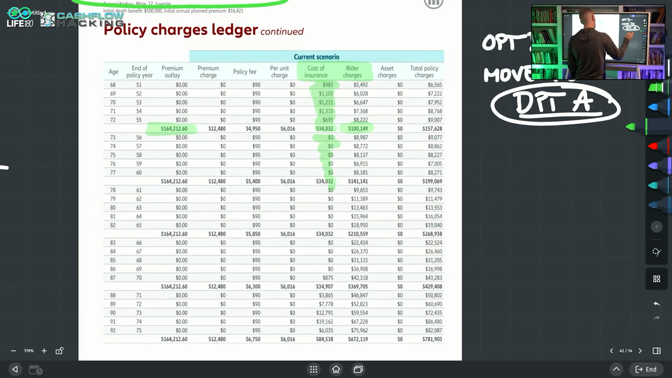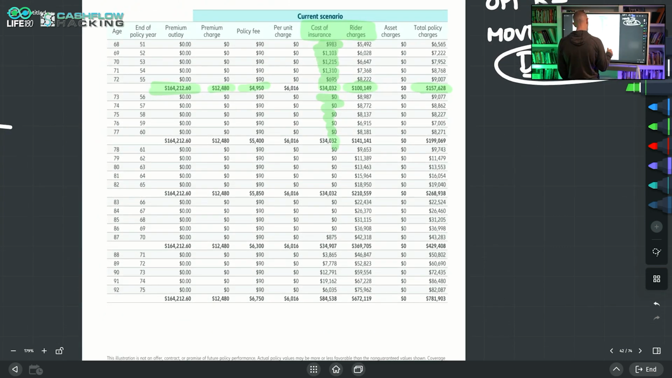So as I go through here, you could see at age 72, you've already spent $134,000 in insurance charges. And that's not, actually, you've spent a total of $157,000 right there if you include the policy fees and the premium charges from earlier on in the policy life. But look at this. By the time I hit 92 years old, I paid $672,000 of rider charges. The total cost of insurance and admin fees in this policy are nearing $800,000.